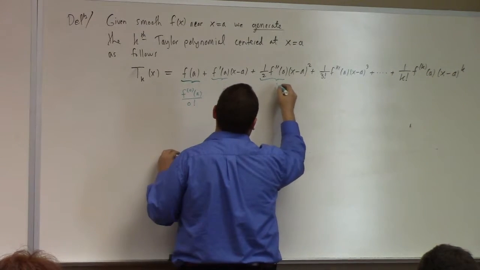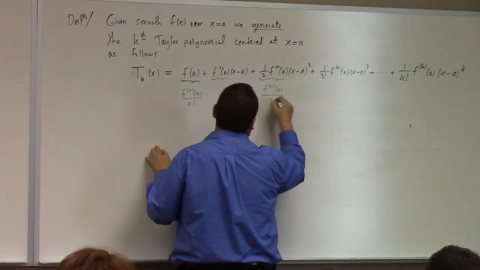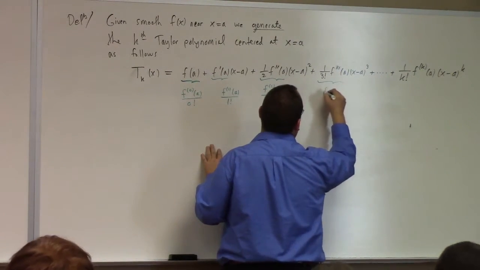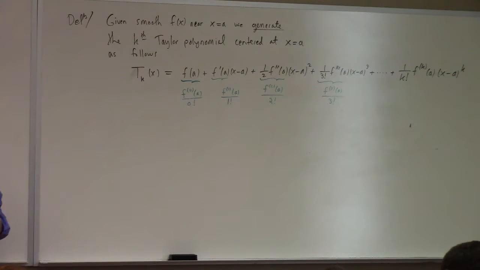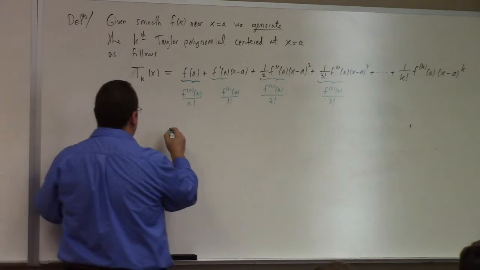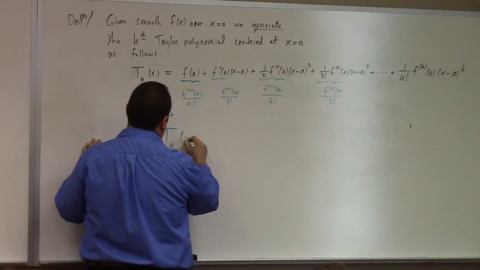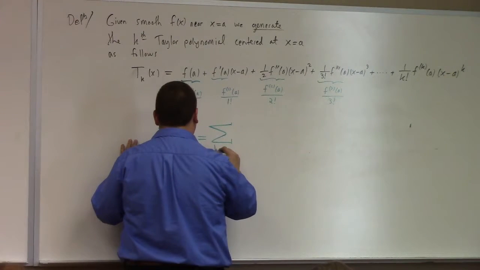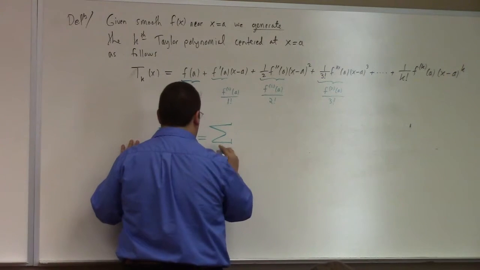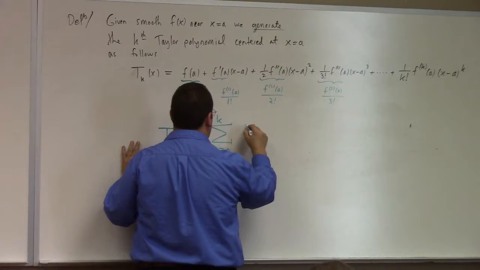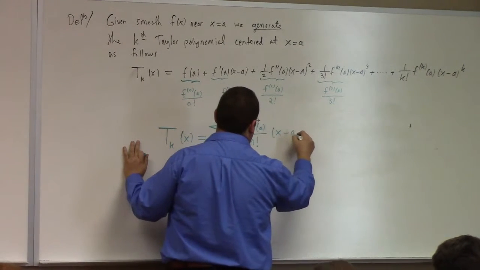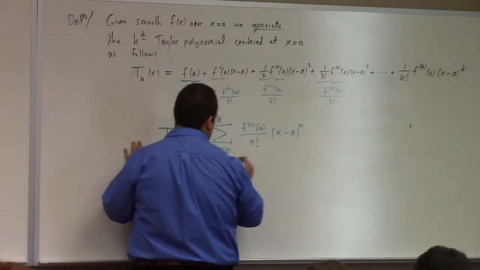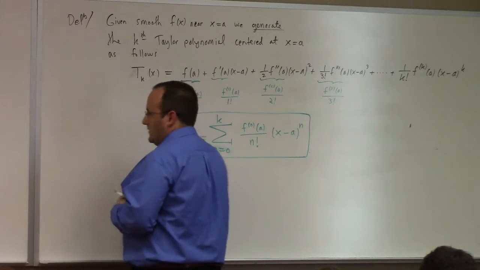This is the second derivative at a over 2 factorial. Of course, this I've already written as the third derivative at a over 3 factorial. And then finally, the kth derivative of the function evaluated at a over k factorial. That's the pattern. So we can write this much more efficiently in summation notation as follows. T_k of x equals the sum, n equals 0 to k, of the nth derivative evaluated at a over n factorial times x minus a to the power n. This is the nice formula for the kth Taylor polynomial of the function.